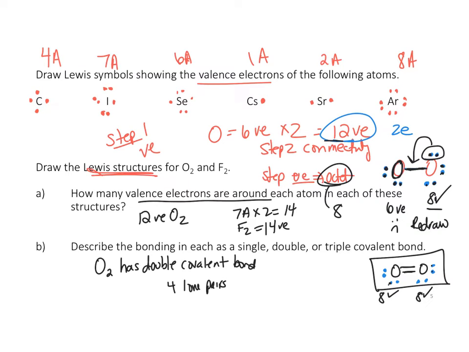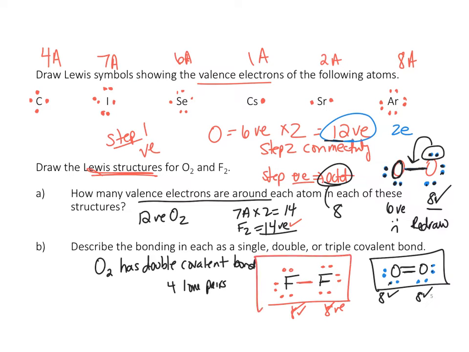Now what about fluorine? Well, we have 14 valence electrons, and then we're going to connect fluorine like this. Okay, so now this is 2, 1, 2, 3, 4, 5, 6, 7, 8, 9, 10, 11, 12, 13, 14. So we have 14. And then you check and you count 1, 2, 3, 4, 5, 6, 7, 8, 1, 2, 3, 4, 5, 6, 7, 8. So each one of these is fine.